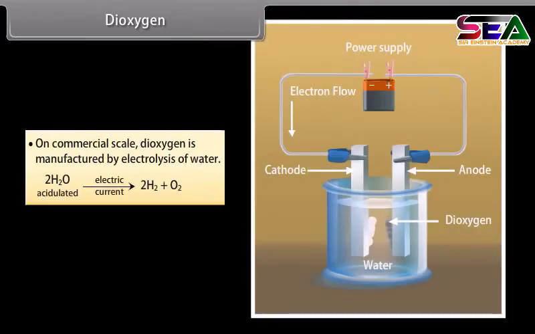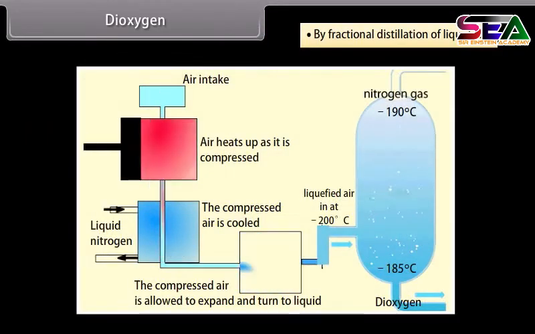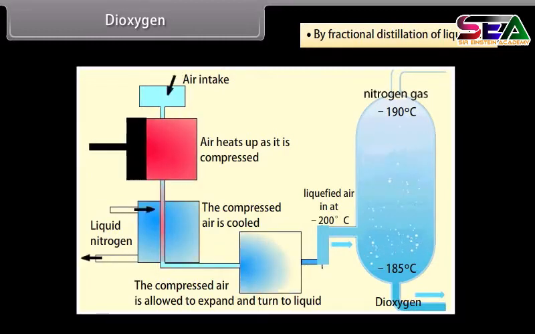On a commercial scale, dioxygen is manufactured by electrolysis of water, and by fractional distillation of liquid air. When liquid air is distilled, nitrogen with a lower boiling point distills out first, leaving behind practically pure dioxygen.